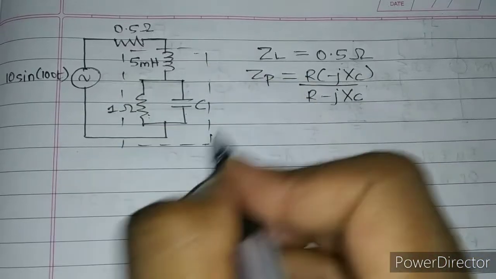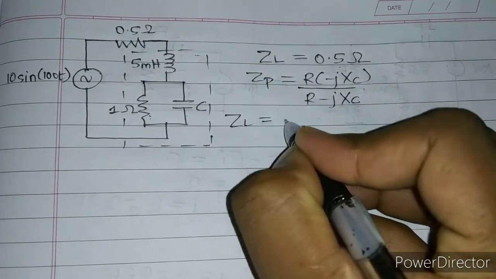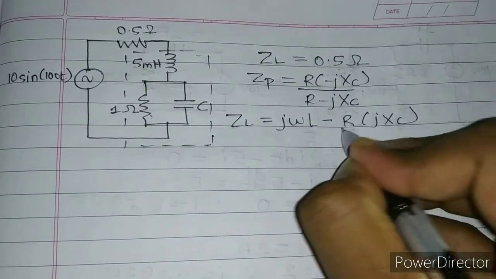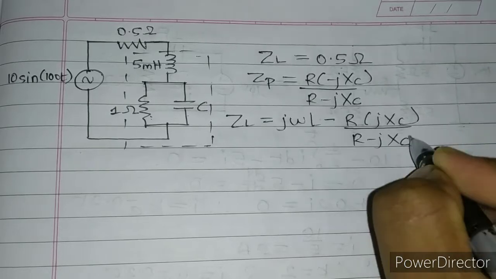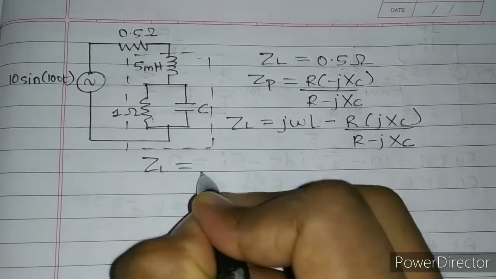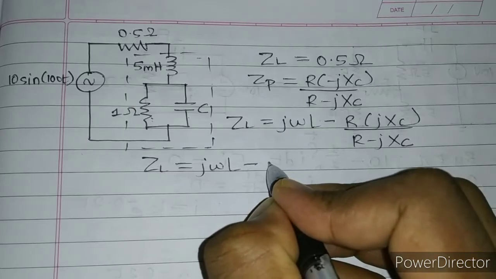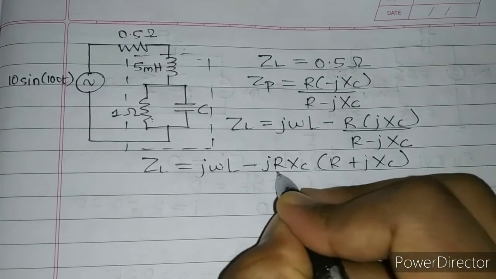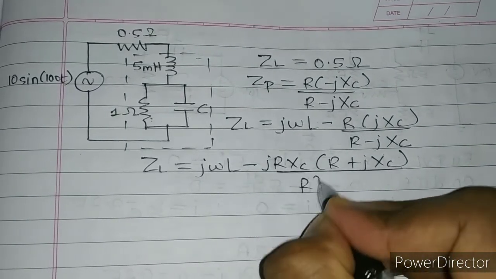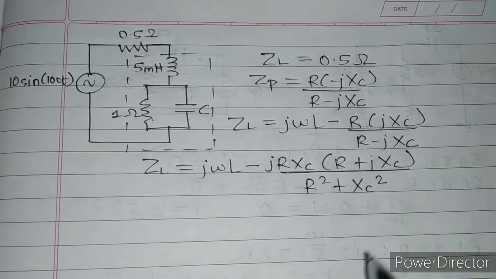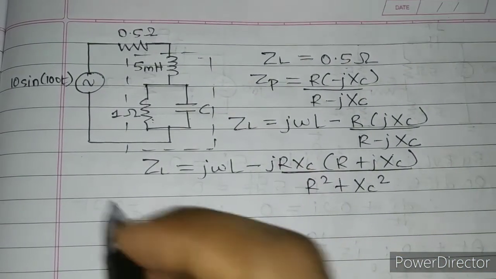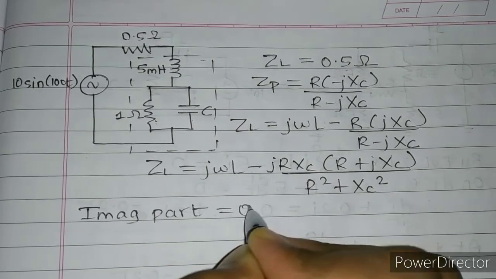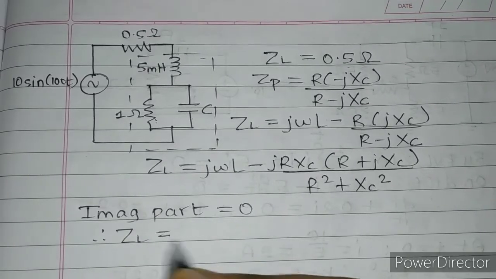Now the total load ZL is equal to j omega L plus R into minus jXc upon R minus jXc. Therefore ZL is equal to j omega L minus j R Xc into R plus jXc upon R square plus Xc square. This we get on rationalizing. Now since the load is resistive, the imaginary part must be equal to 0, and hence the real part must be equal to 0.5.